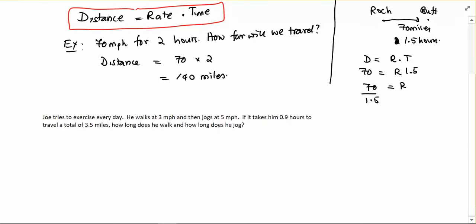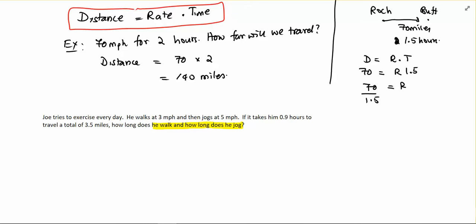Alright, with that said, let's take a look at this application problem. Joe tries to exercise every day. He walks at about 3 miles per hour and jogs at 5 miles per hour. It takes him 0.9 hours to travel a total of 3.5 miles. How long does he walk? How long does he jog? So start with the question. We don't know two things: how long he walks and how long he jogs.